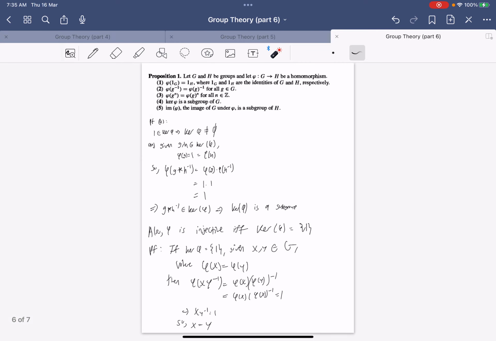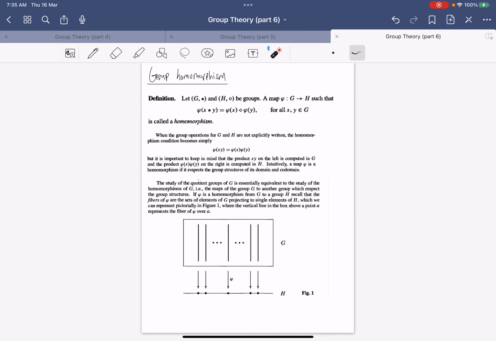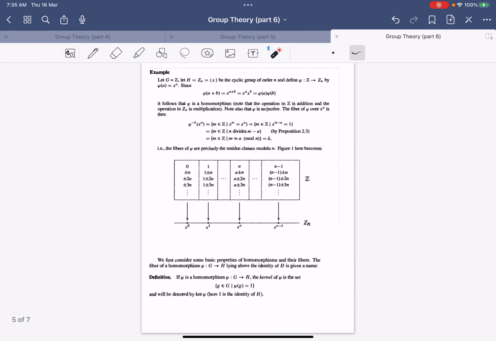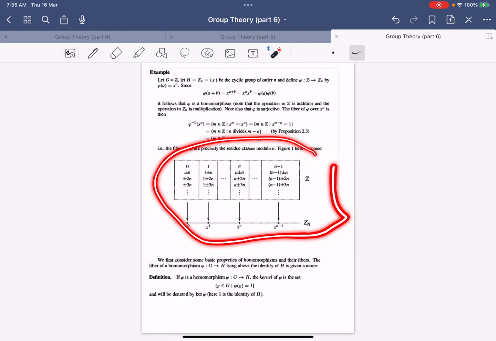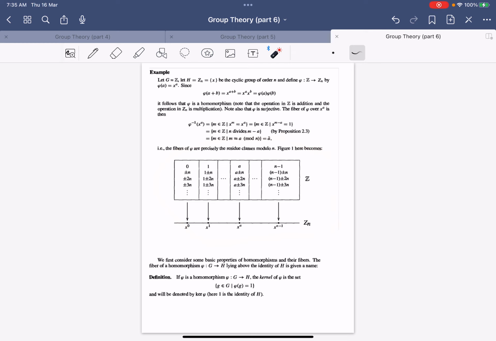So that's all for this video. I've come to the end of this video and I hope you now have a better picture of what the quotient group is, using the ideas of group homomorphisms. And as we study later on, we shall see the importance of quotient groups and group homomorphisms.